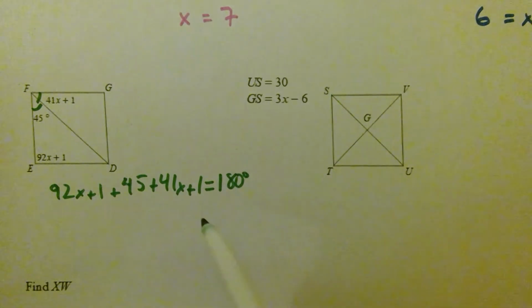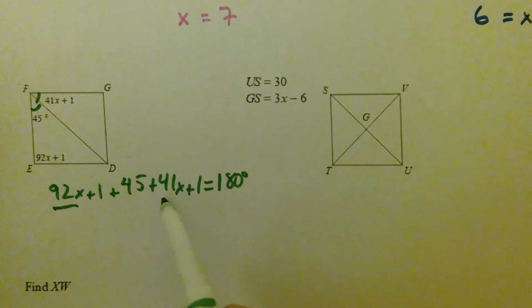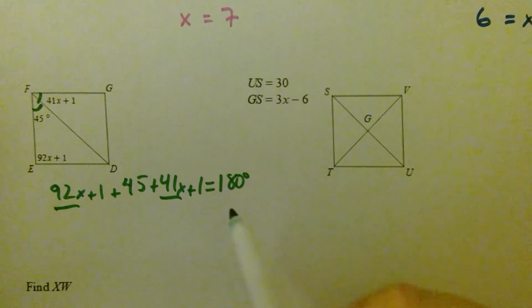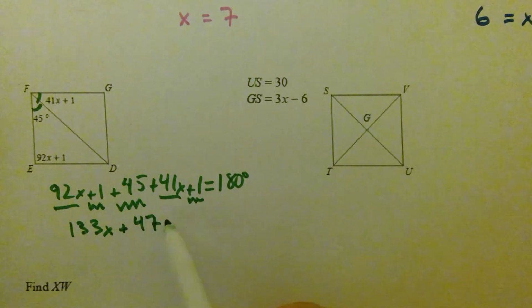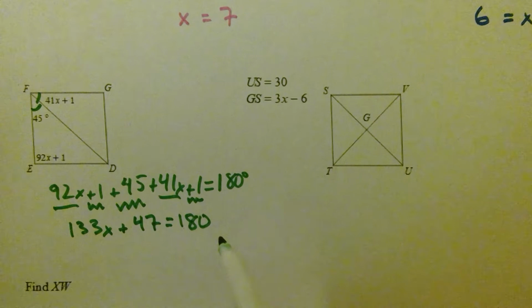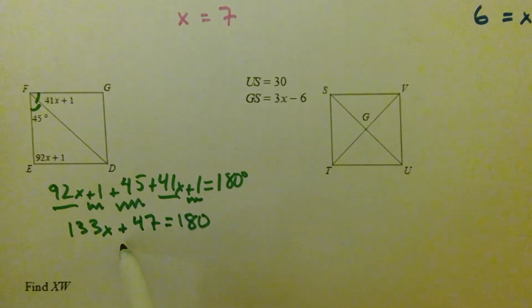Okay, so I'm going to combine my like terms here. I got 92x and 41x. Since they're both on the left side of the equal sign, I'm just going to group them together. I'm not going to subtract to the other side. So I have 133x here. And then I'm going to also group my numbers together. That's going to be plus 47 equals 180. I'm going to move my numbers onto the right side since x is only on the left side.